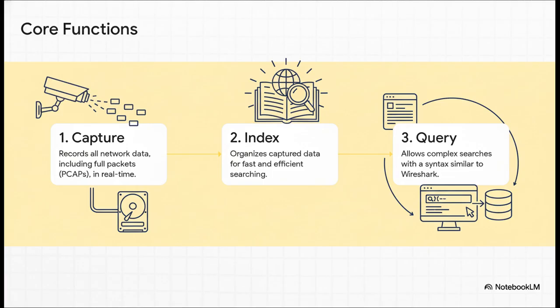Then, in step two, it indexes it all. This is the key part. It's like creating a giant, detailed table of contents for all that raw data, pulling out the key details. And finally, step three is query. This is where you, the analyst, get to play detective and use the search bar to dig through everything Arkime has stored. Capture, index, query.